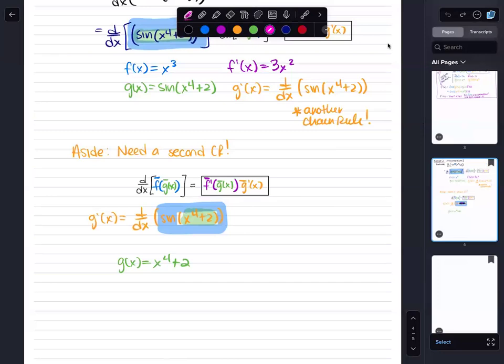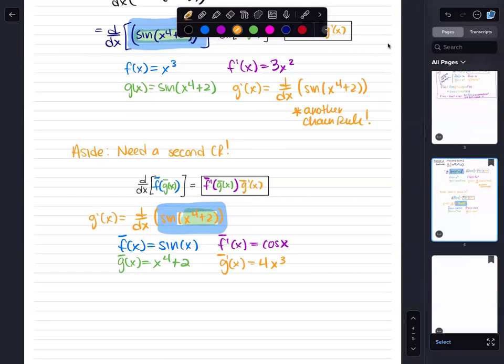Write down your f of x and then your derivatives. The derivative of sine is cosine, and the derivative of x to the 4th plus 2 is 4x cubed. Now, notice that I didn't copy my hats. I'm going to go back and put hats on everything, because I want them for the formula so that I don't get mixed up. And then I'm going to apply the formula.